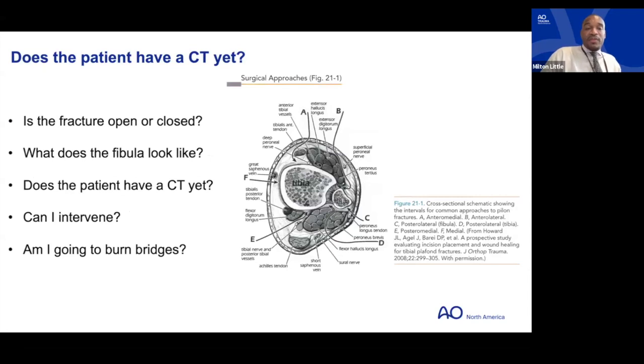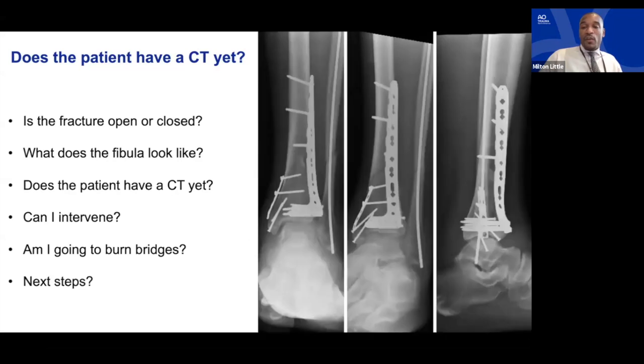And this is when you think about that CT and your ability to avoid burning bridges. So you want to think about your approaches, whether you're going to be managing this through an anterior lateral approach, i.e. B, an anterior medial approach, i.e. Point A, a posterior lateral approach, or a direct lateral approach, or a posterior medial approach, or a direct medial approach. Really understanding whether you can avoid burning bridges with that first stage where you're trying to help yourself moving forward. And then what are going to be your next steps in management?